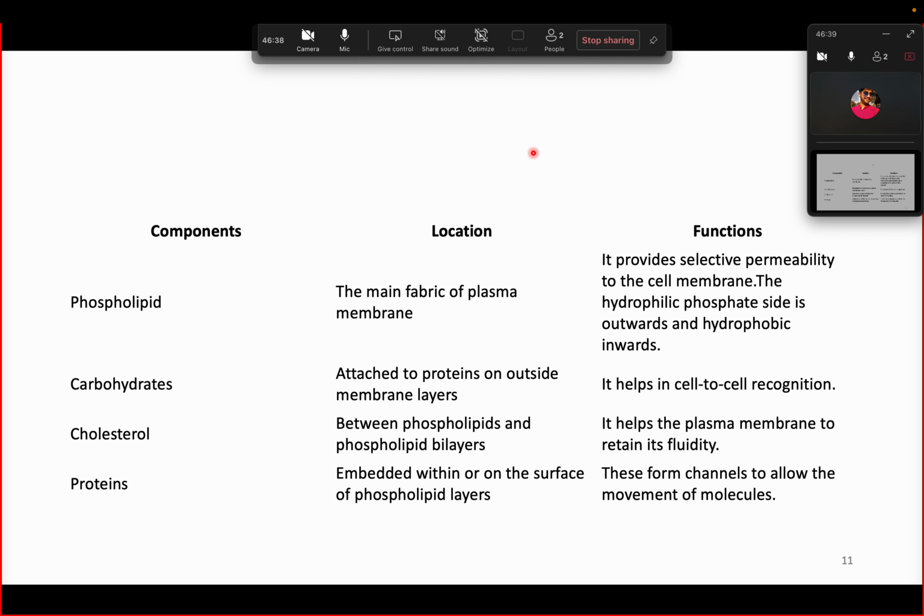Yeah, so it provides selective permeability to the cell membrane. The hydrophilic phosphate side is outwards and hydrophobic inwards.